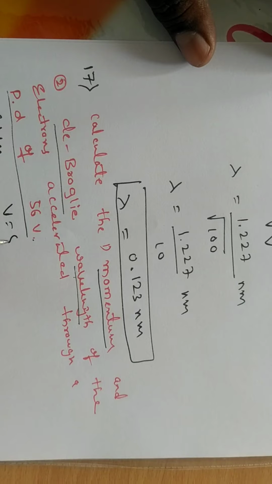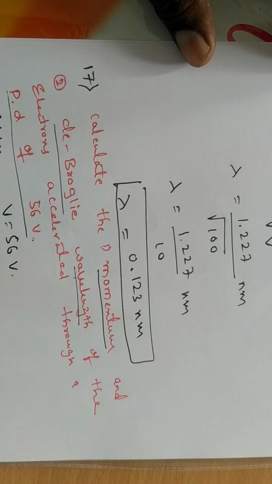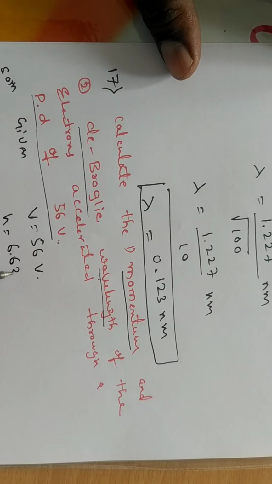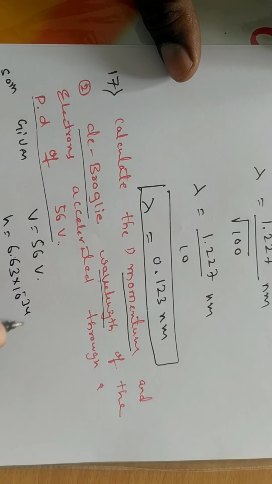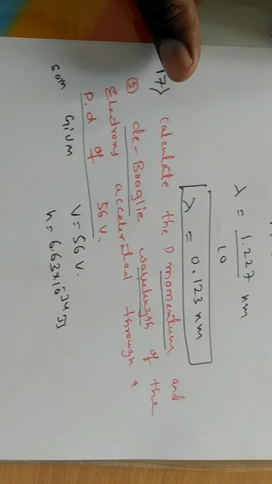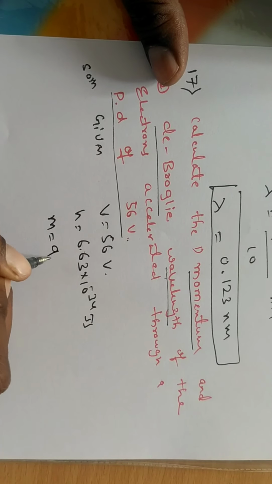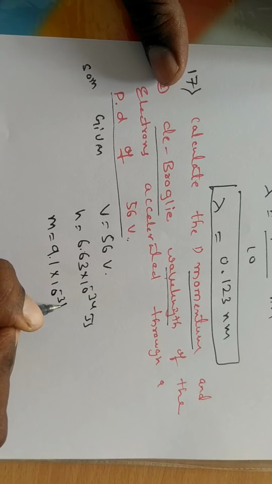V is equal to 56 volt. h is equal to 6.63 into 10 to the power of minus 34 joule second. Mass of an electron m is equal to 9.1 into 10 to the power of minus 31 kg.